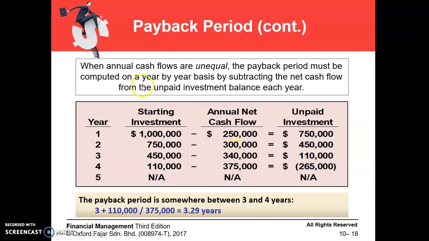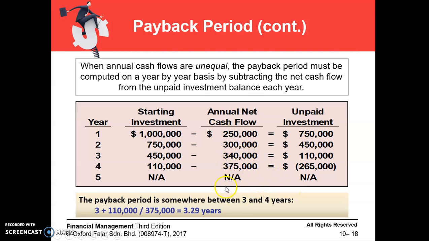Okay, when annual cash flows are unequal, bila tak sama, the cash flow, you have to minus. For example, from year 1 until year 5, investment you 1 million. Then you minus the net cash flow, 250. So you will get 750,000. Then you bring down to year 2. And then the list will continue until the final year, year 5. So you already cover up all your starting investment.